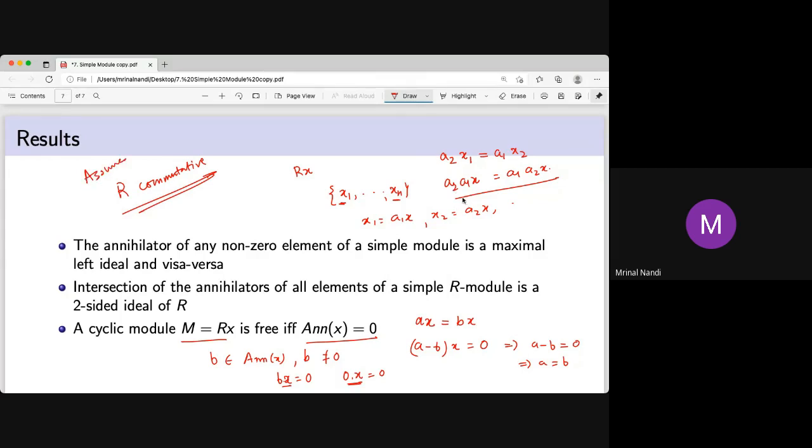Since R is commutative, I have to think a little bit on that. If R is not commutative, is there any counterexample or not? Okay, for the time being, we assume that R is commutative. So in that case, this cannot be independent, so that can't form a basis. If there is a basis, it must be a single element. And if that single element has annihilator not 0, then that single element can generate M, but that representation is not unique. So this is the important result on simple modules.